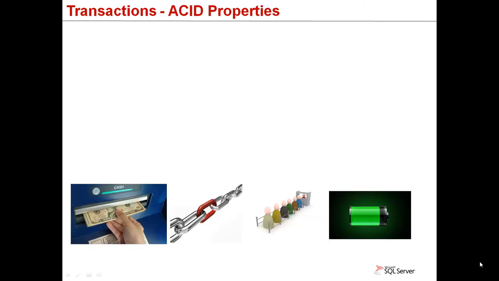Now let's take a look at the transaction ACID properties. The ACID properties are essential to be known by any DBA. They represent key concepts around transactions. Let's review each one now. The first one is atomicity. This property indicates that a transaction must be able to fully complete its operations to succeed.